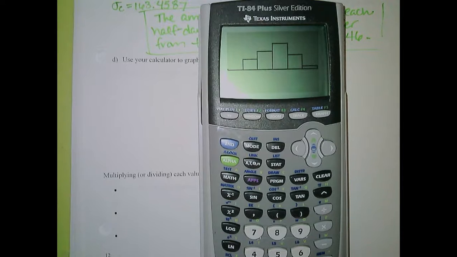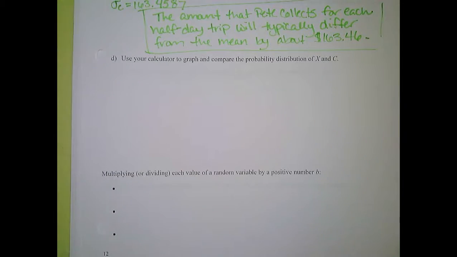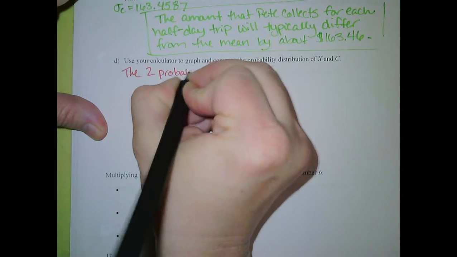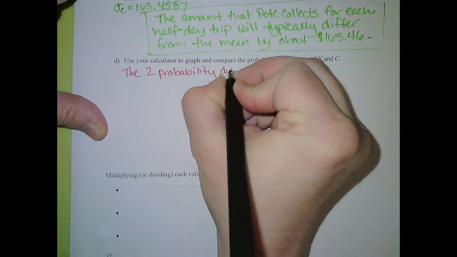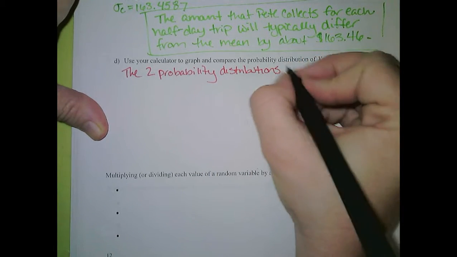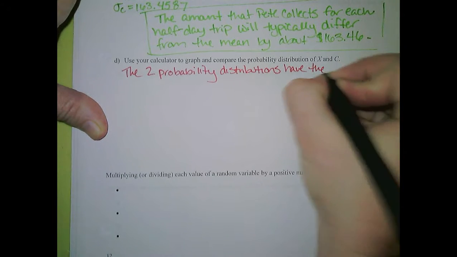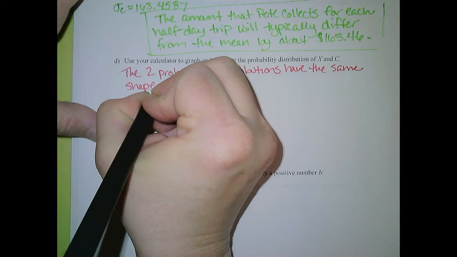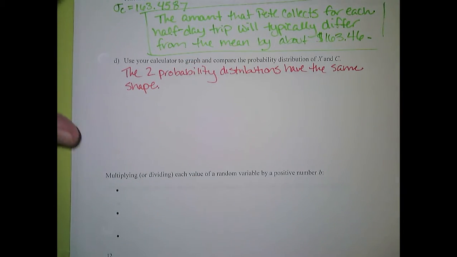So hopefully you were able to take those distributions and compare them with a classmate, and you saw that the shape of those distributions actually ended up being the same. So the two probability distributions have the same shape. We want to discuss the center.